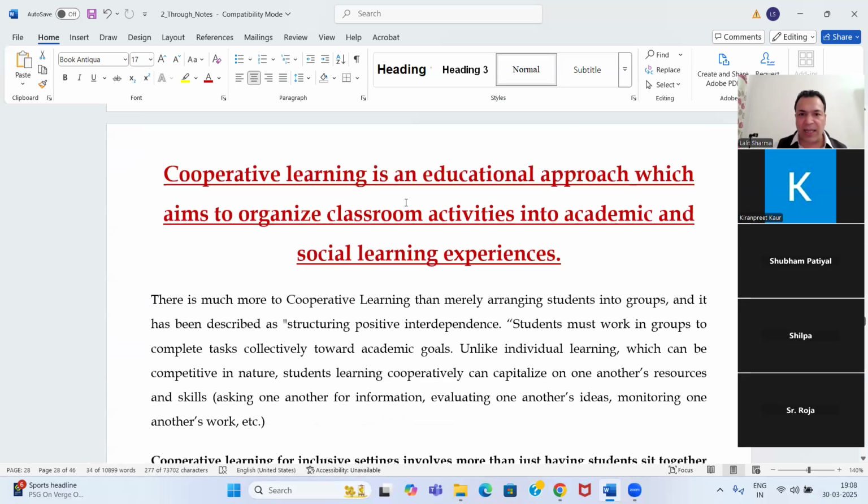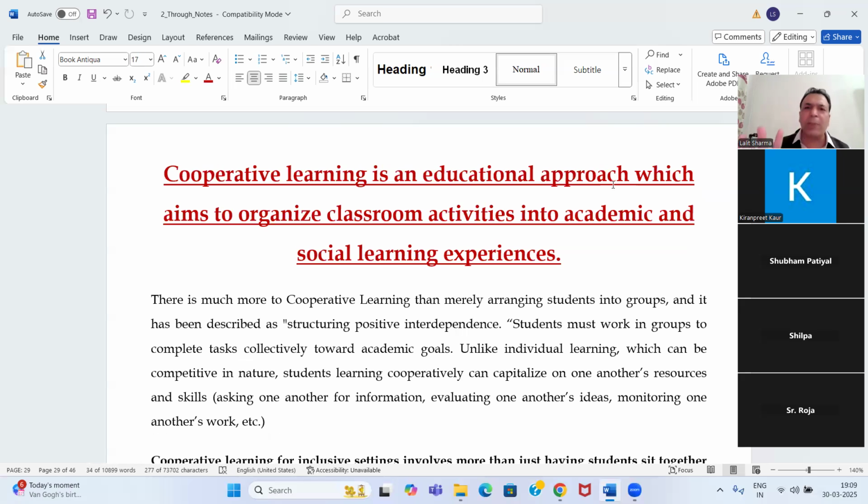Okay. Cooperative learning is an educational approach. Cooperative learning एक मेथड है. Approach का मतलब होता है मेथड, right? Cooperative learning is an educational approach which aims to organize classroom activities into academic and social learning experience.